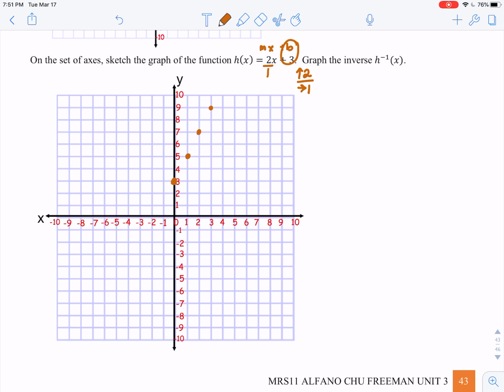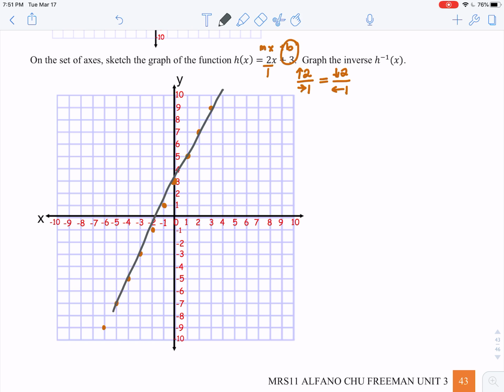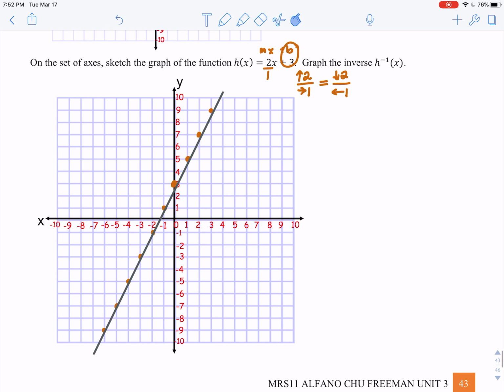Once you can't do that anymore, we do the complete opposite. Let's go down 2, left 1. We're continuing this pattern, down 2, left 1, all the way until I get to the edge. Please make sure you are connecting this with a straight line. Straight line, guys. You have an ID card at home. There you go. I'm going to label this h of x.